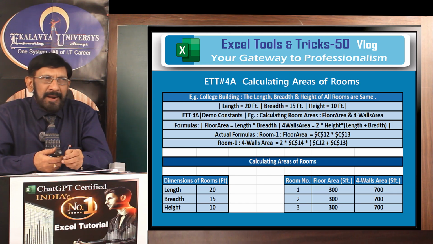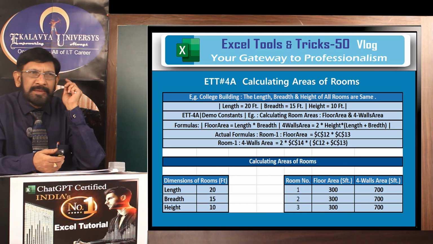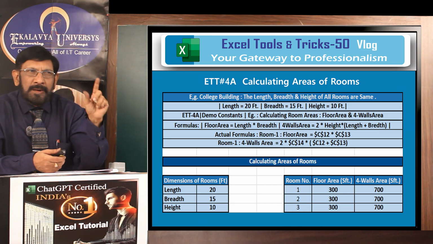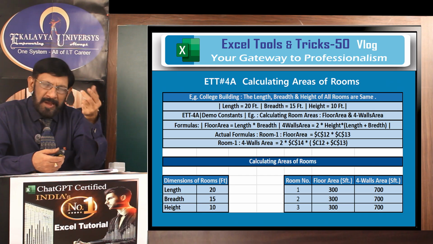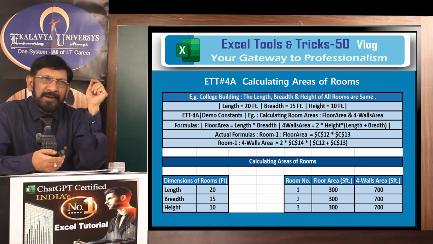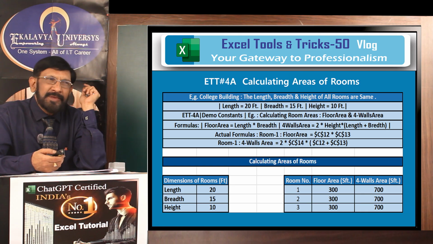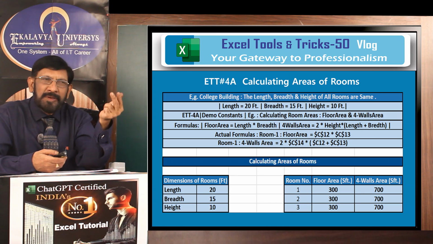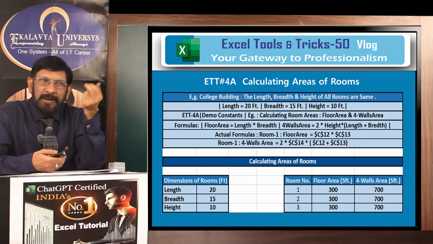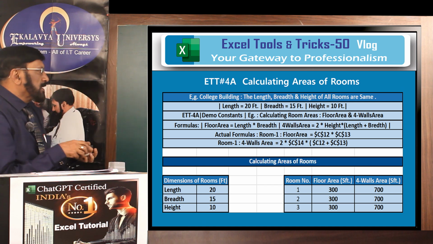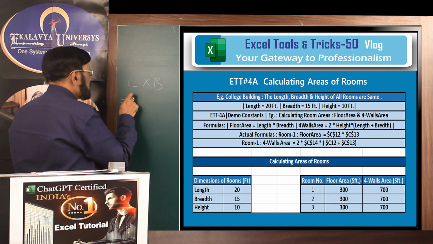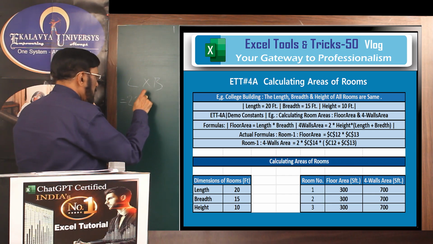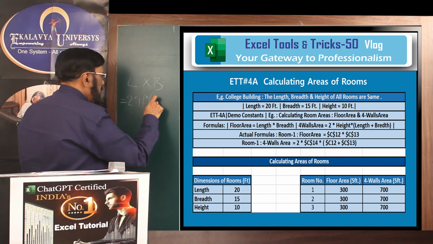But what are we doing here? All rooms are alike. Alike means, always remember, like your college classrooms. One time you declared in one table all the three, and thereafter you are using them for floor area and four walls area. Floor area is length into breadth. Four walls area is 2 into h into L plus B.